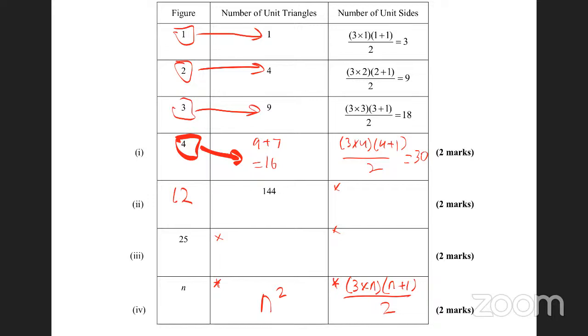Right, help me with part 2 there. Keelan, what did you get? 12, 144, and what? 234, okay. So that's 3 by 12 plus 1, Keelan said, divided by 2. Keelan said 234.